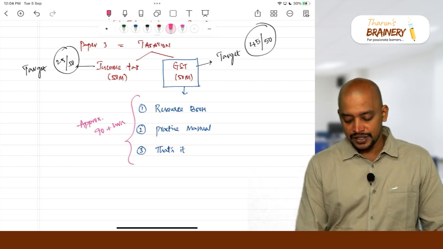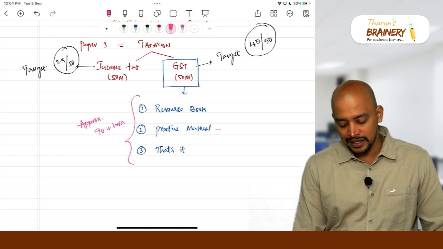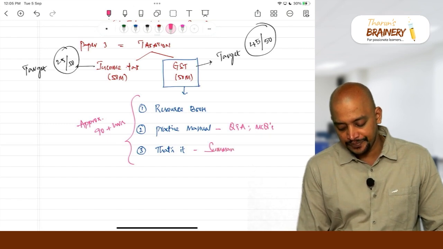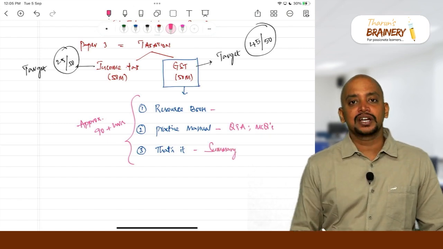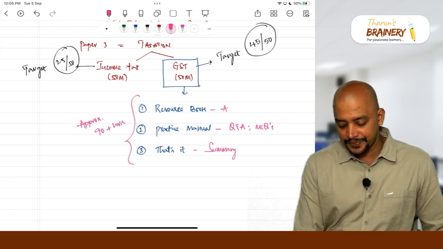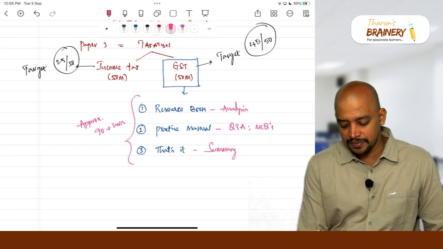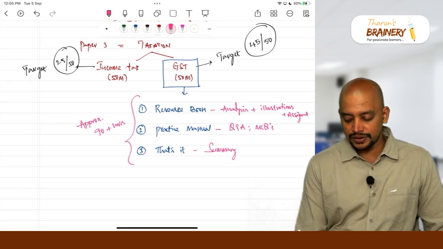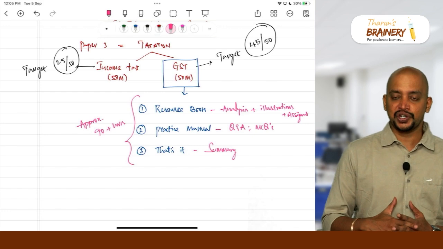MCQs. So this practice manual mainly contains questions and answers, then MCQs, whereas this one is purely a summary. And this resource book contains analysis of each and every concept, then we will have illustrations for understanding these concepts, plus assignment questions are also there. So this will be the coverage in the three books.